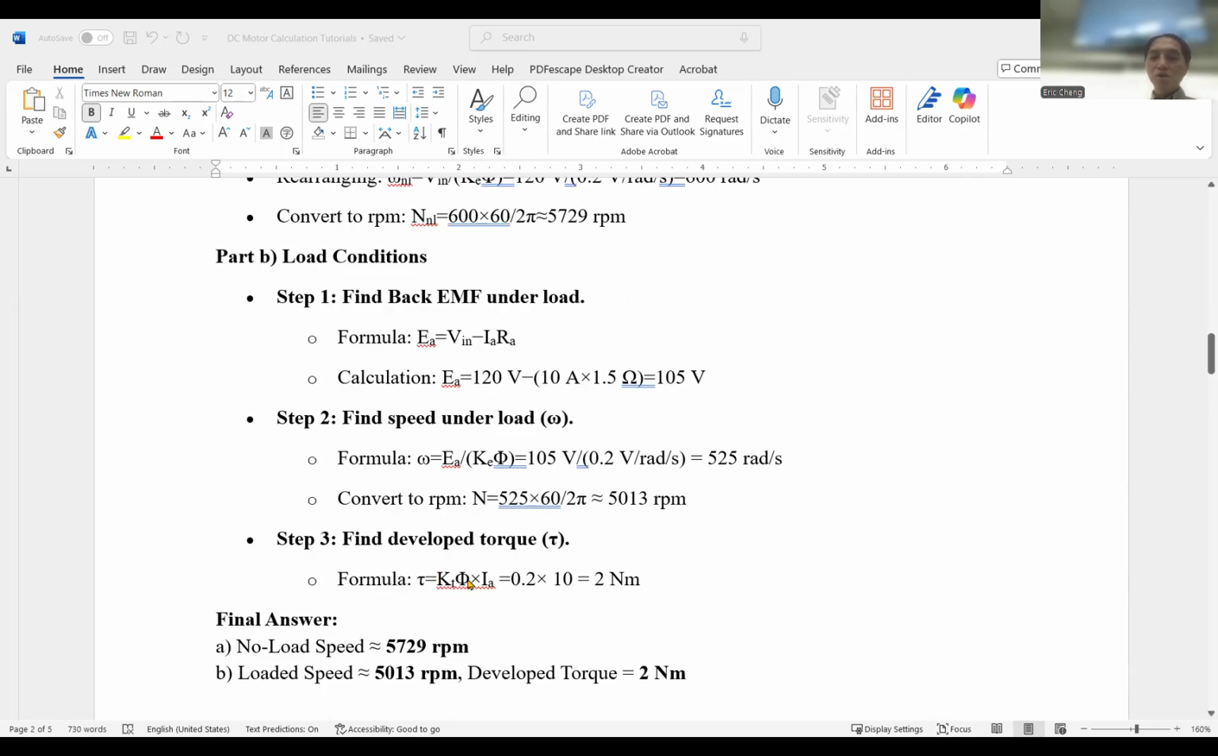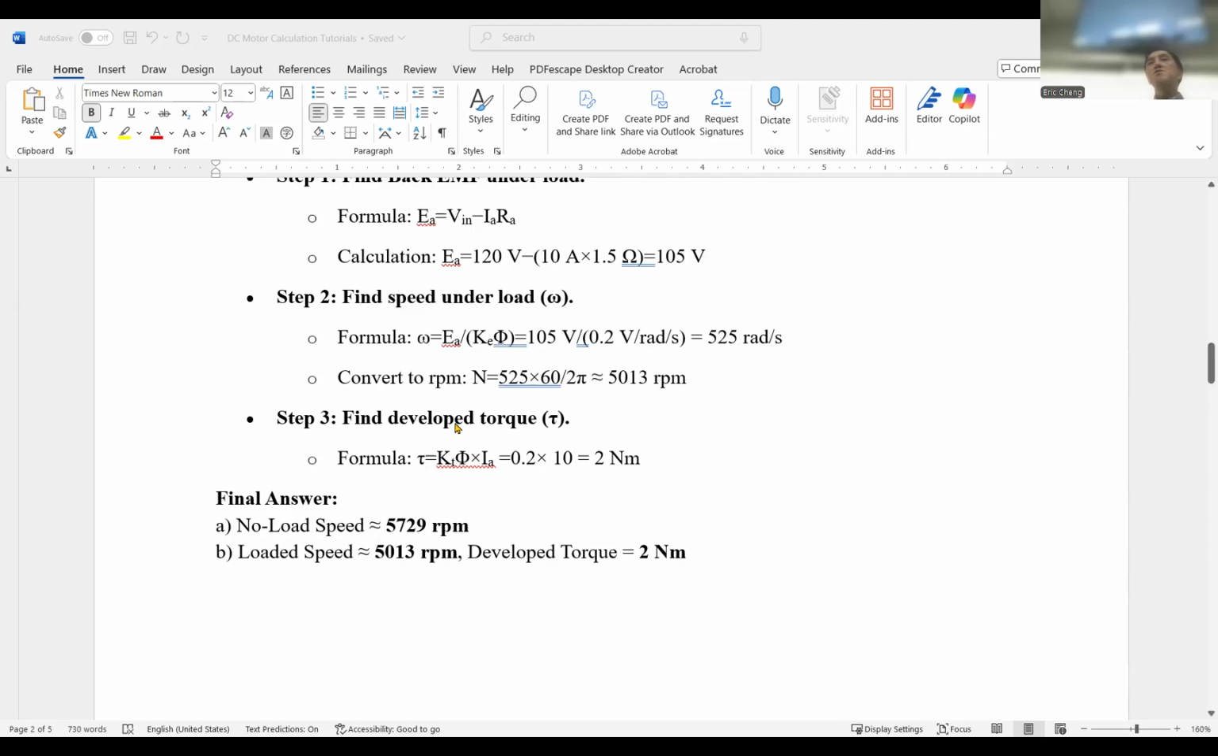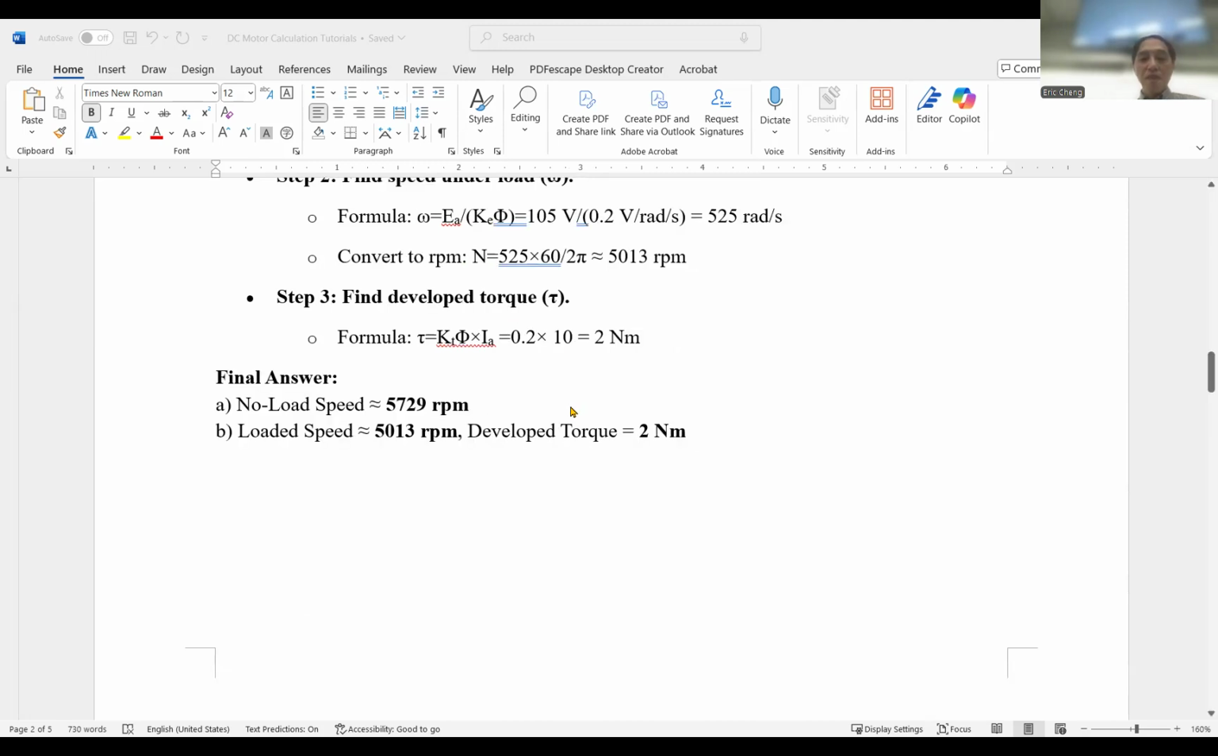So the output torque now, we got the torque constant multiplied by 10, equal to 2 Newton meter. So that means under that load condition, the output torque equals 2 Newton meter. Fair enough, that's how we make use of the equation to calculate the motor condition. You can see that it's a very basic equation we have been using.